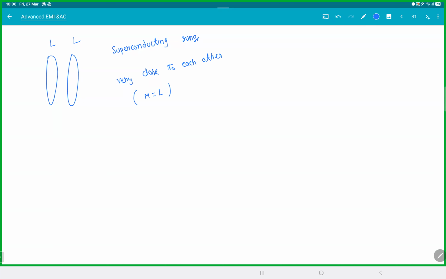What is the meaning of mutual inductance? How much of my flux enters your system, isn't it? So if they keep them very close, all the field lines of one ring will enter the other ring. So M becomes equal to L. So their interaction is full. So this was I, this was I. So initially this was a system there.